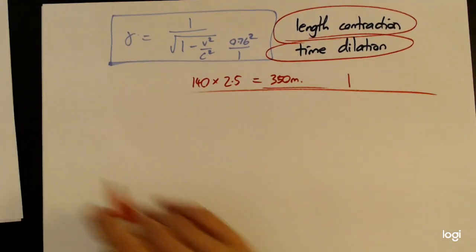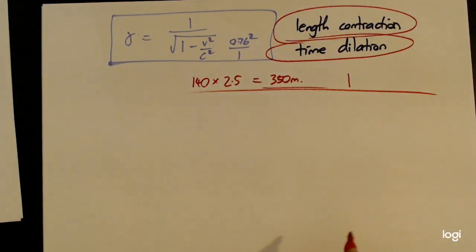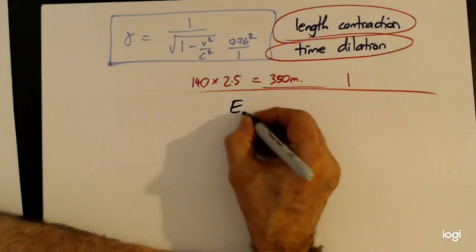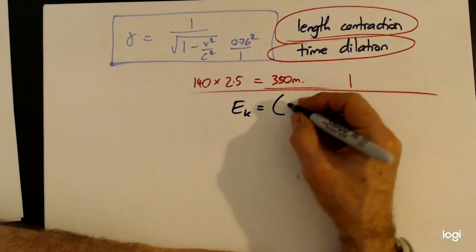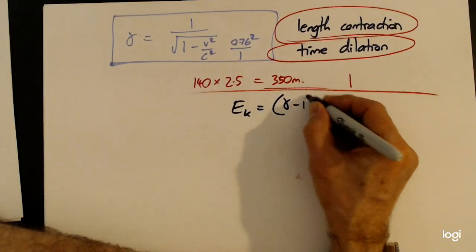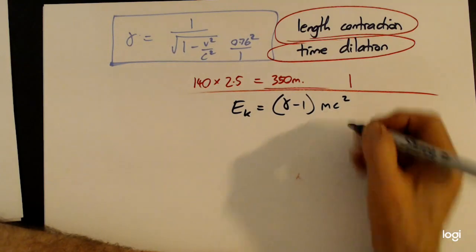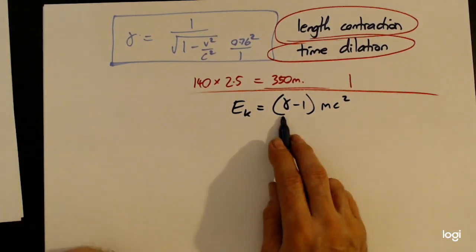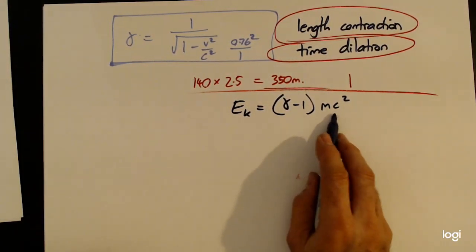Part C. What is the rest mass of the spaceship if its kinetic energy is 6.75 by 10 to the 24 joules? Okay, it's moving at a relativistic speed, so you have to use relativistic kinetic energy. And the formula for that, EK equals the Lorentz factor minus 1, times MC squared. They gave you the Lorentz factor. You know what C is.